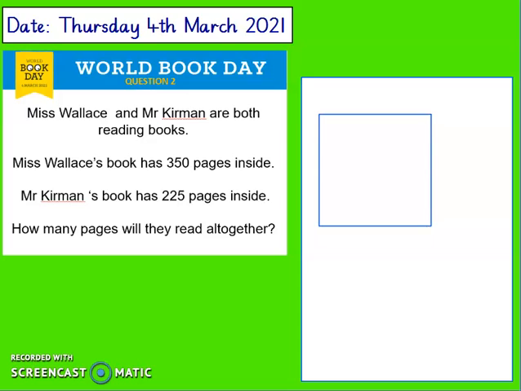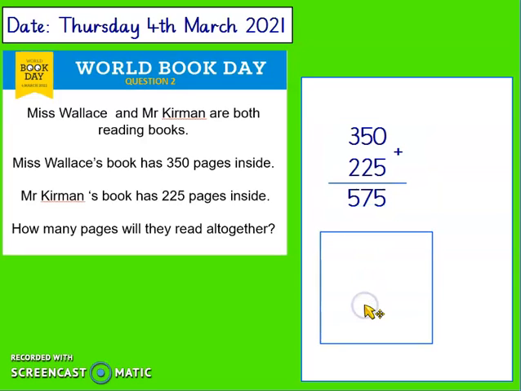Miss Wallace and Mr. Kerman are both reading books. Miss Wallace's book has 350 pages. Mr. Kerman's has 225. How many pages will they read altogether? So altogether tells us that this is an addition question. Pause now and then unpause for the answer. So 350 add 225 equals 575.